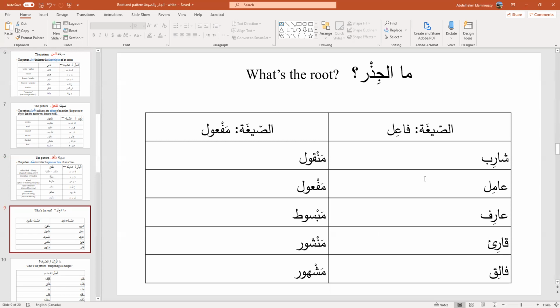So let's get back now. So sharib is the pattern فاعل. I'm asking you about the root, okay?